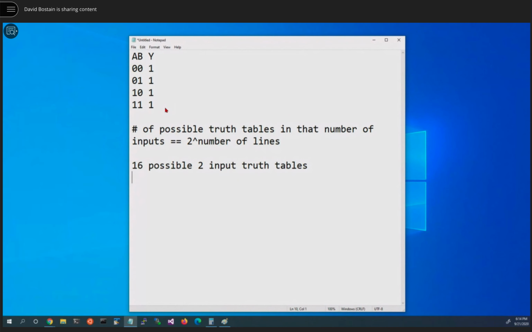So if I had 3 inputs, A, B, and C, how many lines will be in that table? Put it in the chat. Okay, so the number of lines is equal to 2 raised to the 3rd, which is equal to 8. So there's going to be 8 lines in the table.